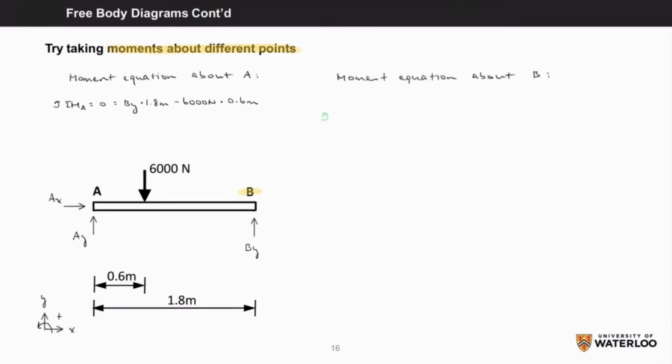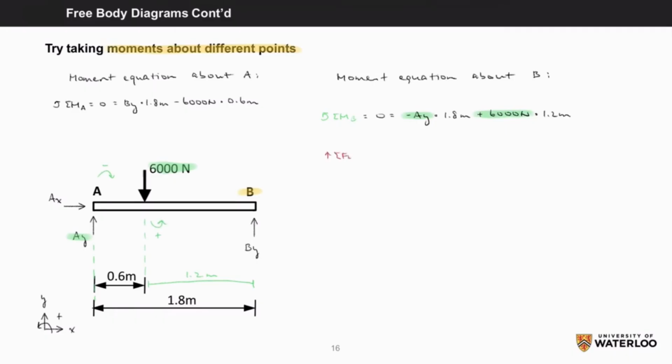Taking the sum of moments about B, we get the sum of M about B equals 0, which equals negative Ay times its normal distance to B of 1.8 meters, plus 6,000 newtons times its normal distance to B of 1.2 meters. Ay is negative because it will act in the negative clockwise direction, and this time we are adding the 6,000 newtons because it will act in a positive counterclockwise direction.